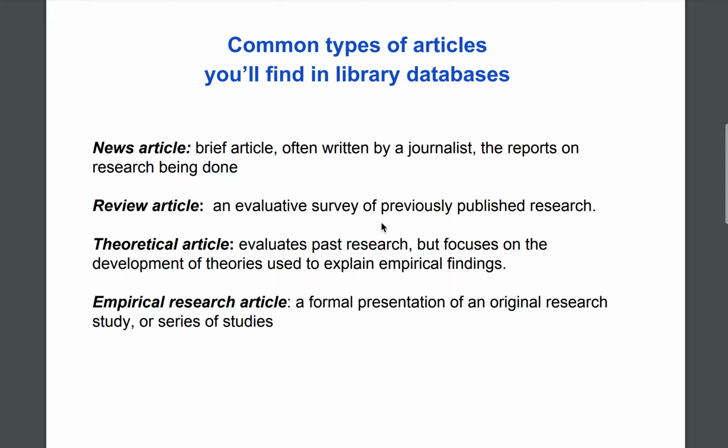When you're looking in the databases in the library, you'll find several types of articles. You might find news articles written by journalists who report on what research is taking place. You might see review articles, evaluative surveys of previous published research, theoretical articles that evaluate past research in order to develop a theory that explains those findings, and empirical research articles, sometimes also called empirical studies or primary research articles. And these are a formal presentation of original research.